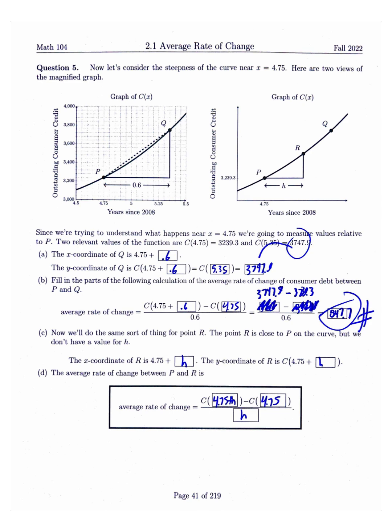Well, what's the x-coordinate then? Well, I would take 4.75 plus 0.6. Well, what's the y value? Well, I need to plug that into the function. So this is the function C of x. If I plug in 4.75 plus 0.6 to the function, that gives me this, 5.3747.